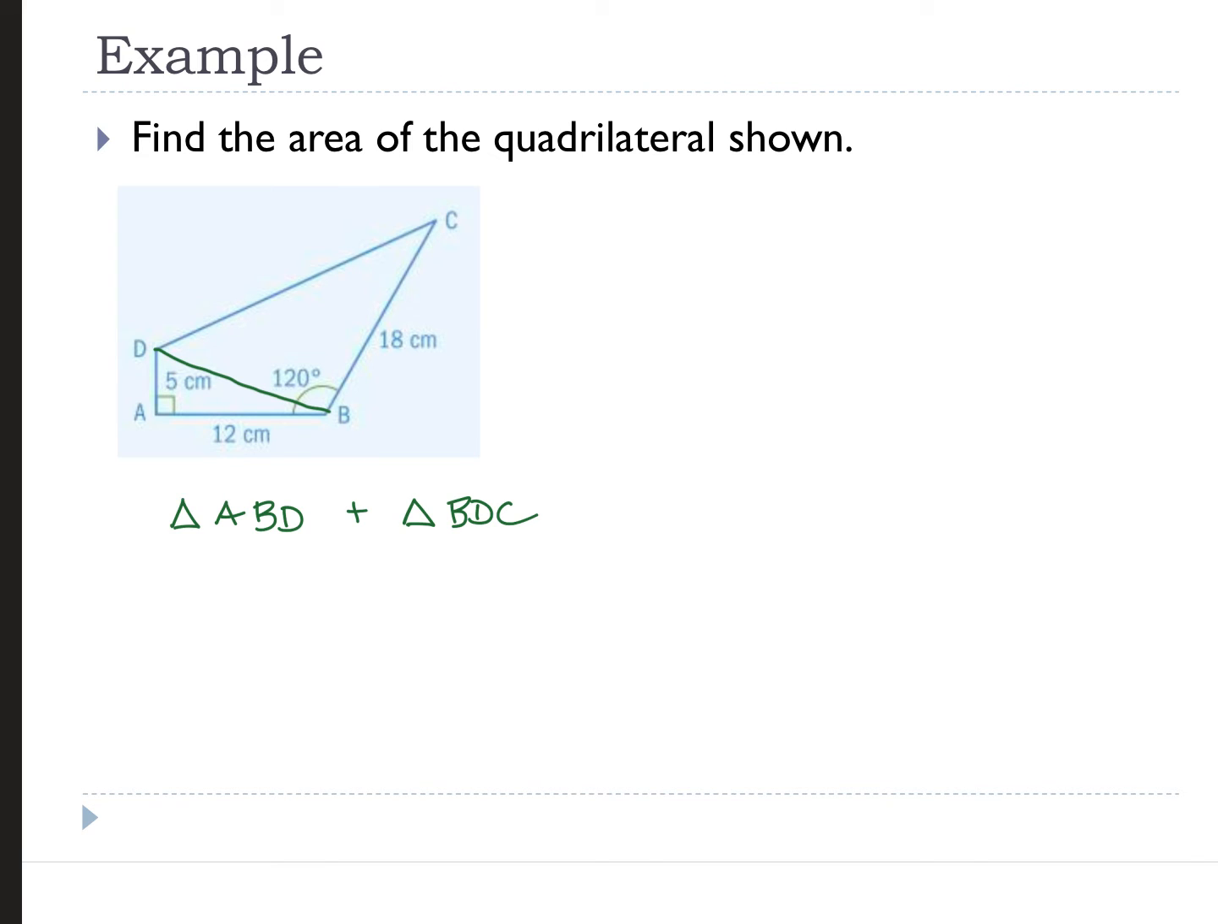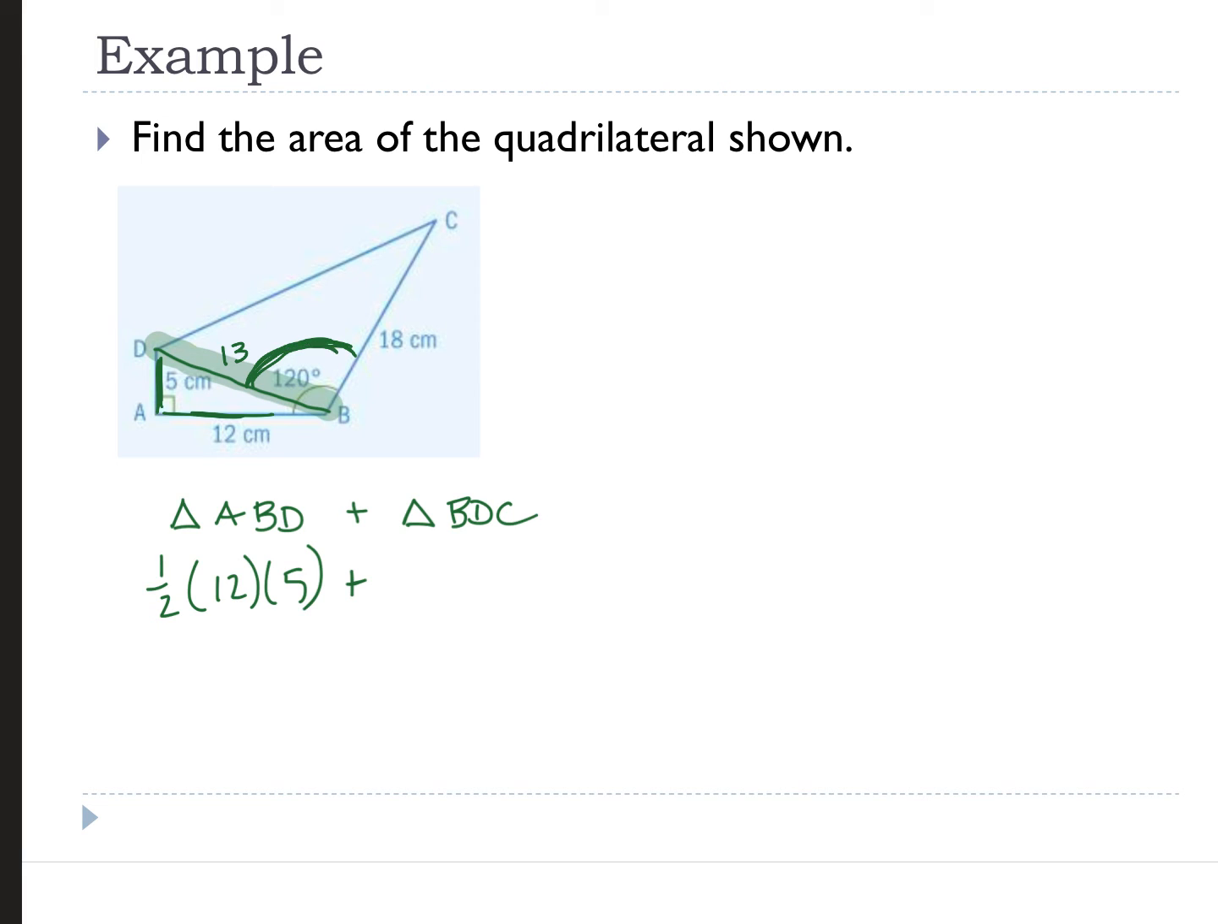Triangle ABD is actually quite easy. It's just 1/2 the base times the height. Now, BDC, right? I don't have a base. I don't have a height. What I kind of need is this side. Let me highlight that. I need that side, which I can find with the Pythagorean theorem. And I need this angle, which I'm going to have to find some other way. So, because this side is 5 and this side is 12, I know that this side is 13, right? It's just a Pythagorean triple.